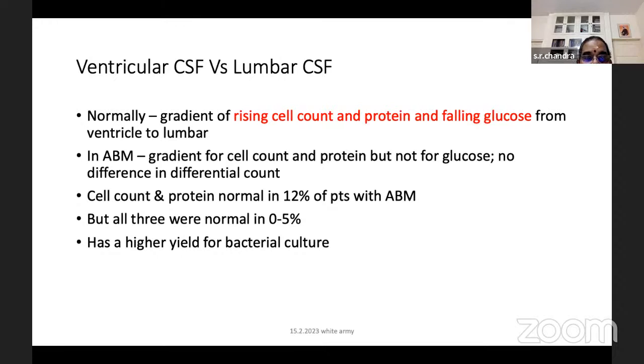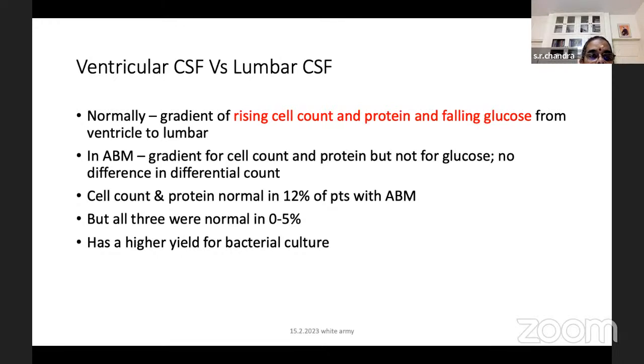In the ventricular CSF, cell count is more. Glucose will be falling when you reach the lumbar region. So normally there is an alteration in the cell count and protein in an upgradation way from the lumbar CSF to the ventricular CSF, and glucose falls from the lumbar CSF to the ventricular CSF.